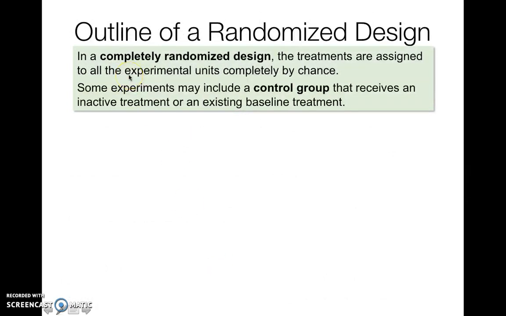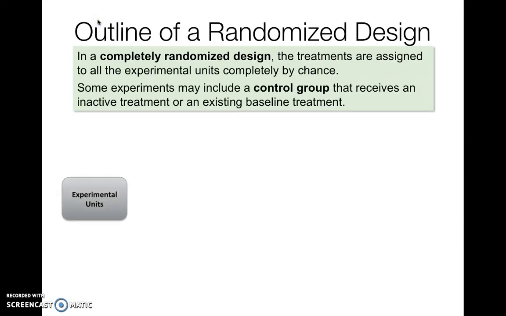So let's look at the outline of a randomized design. In a completely randomized design, the treatments are assigned to all the experimental units completely by chance. And this is where you use your calculator: you hit math, scroll over to PRB, hit number 5, and you get a rand interval. That's where you're going to type in your subjects and give them all a number from however many subjects you're going to select. And that's how you put them in there, either in the control group, which is the one that's going to receive the inactive treatment or the placebo, or in the group of subjects who are actually going to get the treatments.